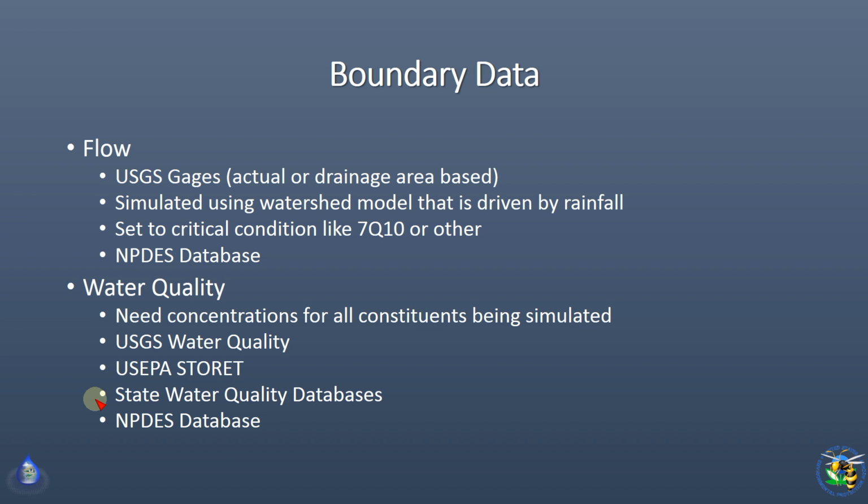For water quality, you get concentrations. Again, you need to get concentrations for everything that's being simulated. You can use either the USGS NWIS database or the US EPA STORET database to come up with quality if there are stations there. Some states have their own water quality databases that you can use, or you can go to an NPDES database. And just like with flows, you can use a watershed model to simulate the pollutant loadings as a function of rainfall, land use types, and other management activities.